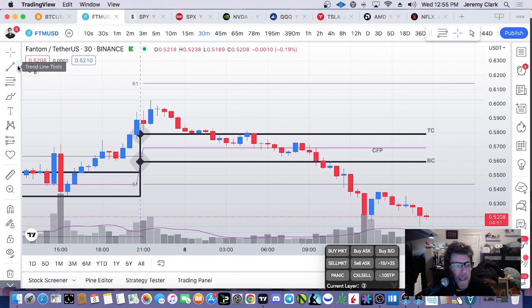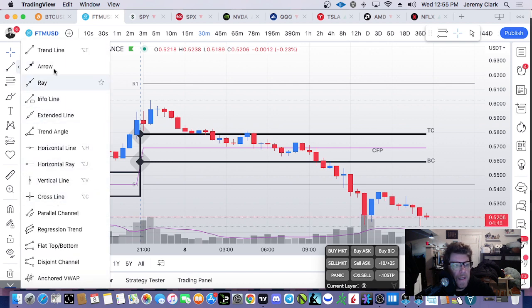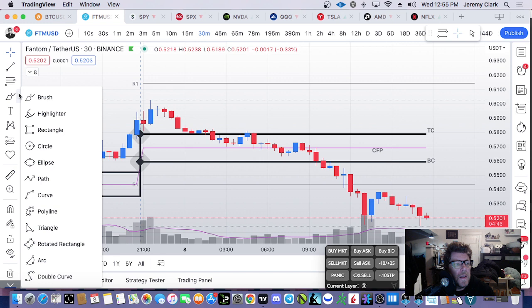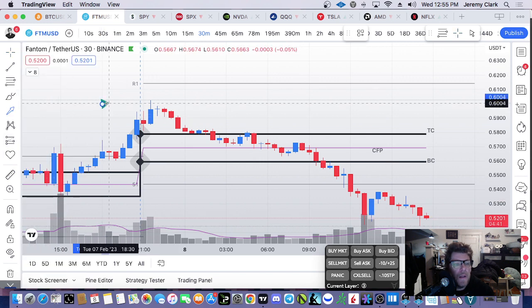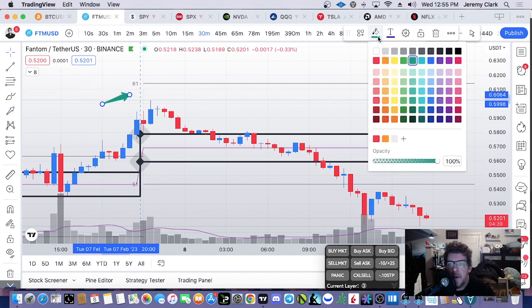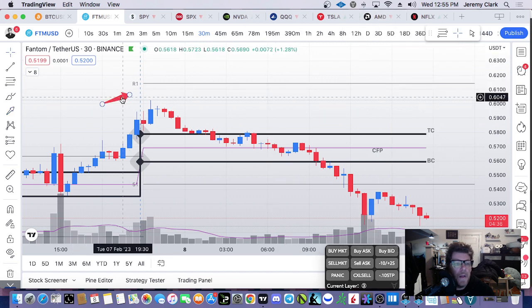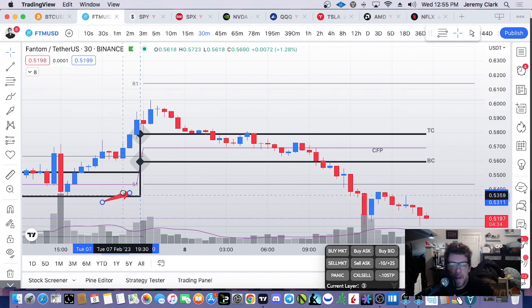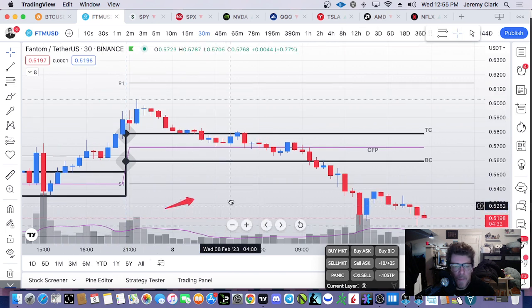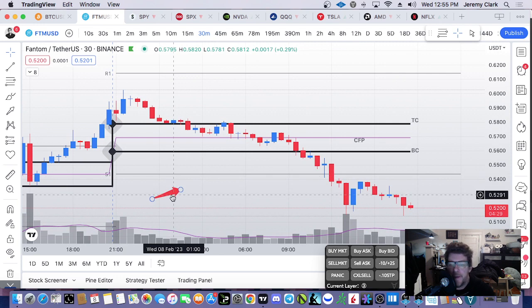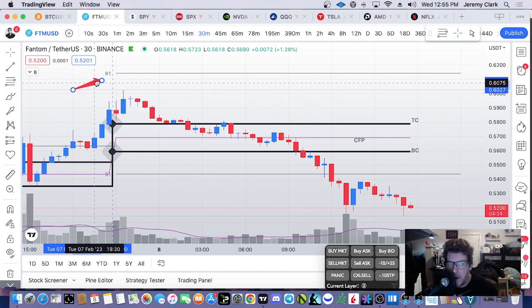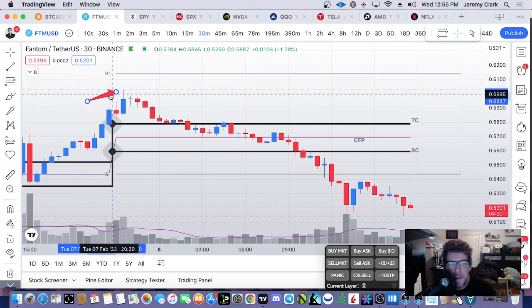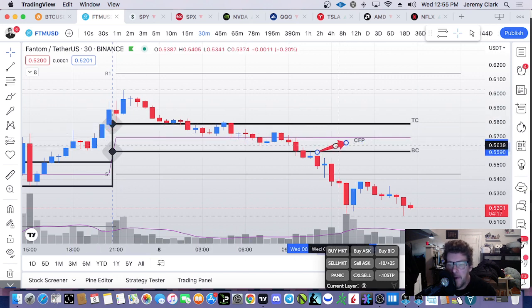And I'm just going to grab a little arrow here. There we go. And let's make this nice and red so we can see it. Okay, so here's R1, and here's S1 down here. And so what I look for, this is on Phantom, I look to see if price came up to R1, never touched it, never came close, and then it broke below the central floor pivot.